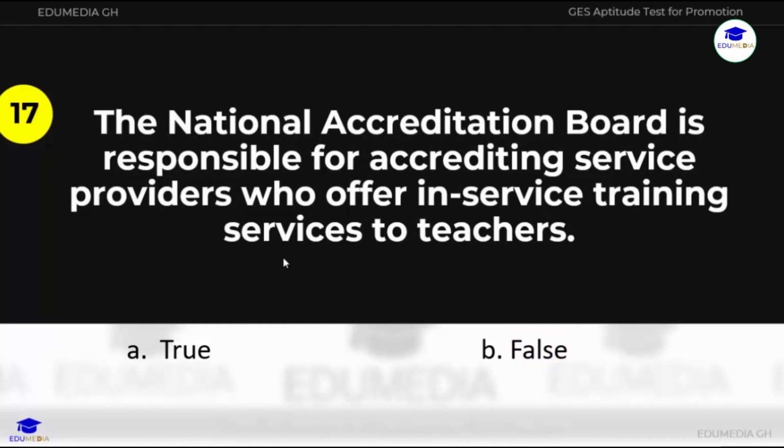The National Accreditation Board is responsible for accrediting service providers who offer in-service training services to teachers. The correct answer here is true. Now, the National Accreditation Board is an independent government agency established under the Ministry of Education. It is responsible for establishing standards for education and training in Ghana. One of its responsibilities is also for the accreditation of all providers of teacher education and in-service training services in Ghana.